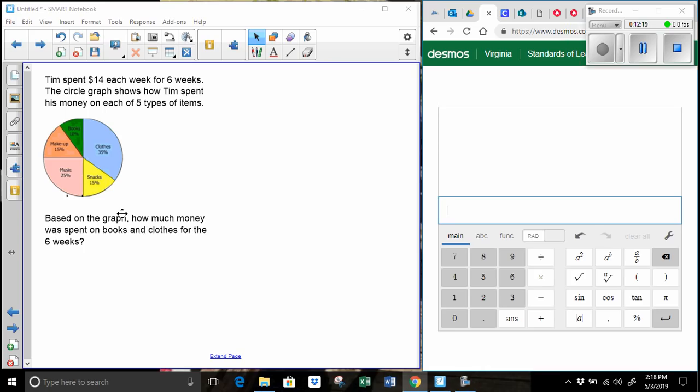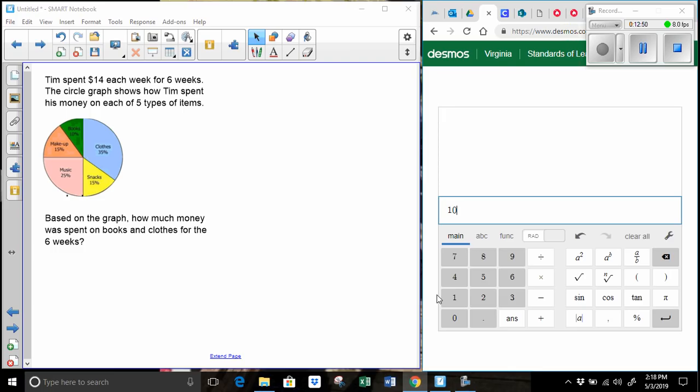Okay, so we're definitely going to have a lot of different things that we need to do here. First of all, when I'm looking at the problem, it says, based on the graph, how much money was spent on books and clothes. So I'm automatically going to want to look at those percentages for books and clothes. So books is 10% and clothes is 35%. So what we're going to do is combine both of those. And if you don't know what 10 plus 35% is, you can always do that over here, and I'm going to go ahead and model that for you.